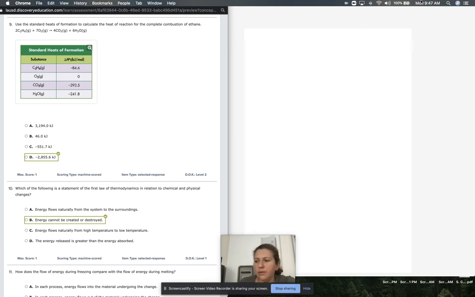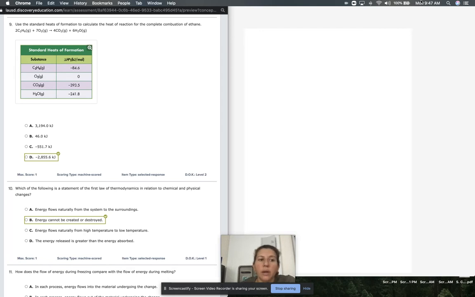Hi guys, I'm here to explain problem number 9 on the practice assessment. Problem number 9 says use the standard heats of formation to calculate the heat of reaction for the complete combustion of ethane. Ethane is C2H6. So you can see by the equation, the entire equation is 2 moles of C2H6 plus 7 moles of O2 is going to get us 4 moles of CO2 and 6 moles of H2O.